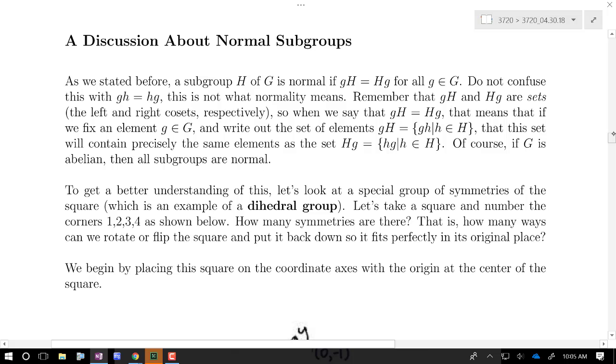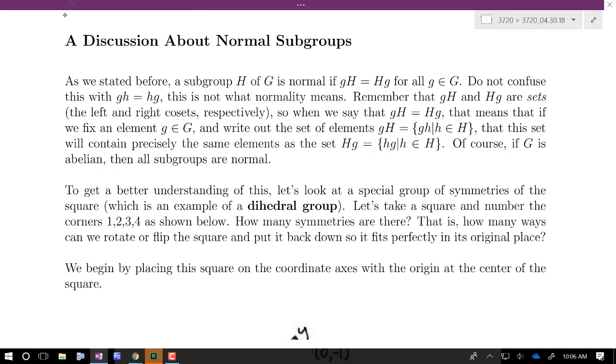So we're going to examine why we care about normal subgroups, and we'll do so mostly by examining a particular group we call a dihedral group. It's sort of a class of groups. There are lots of different dihedral groups.